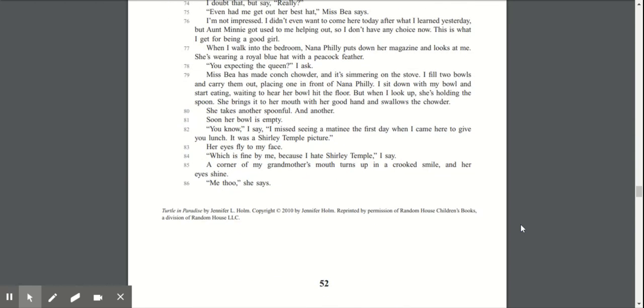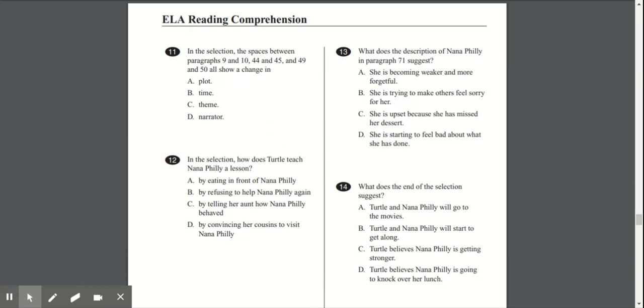So, as you can see, every single time Nana Philly throws it off, Turtle's cleaning it up, and then she's eating her own lunch. So this goes to answer choice A. She's eating in front of Nana Philly until she understands that clearly what she's doing is wrong and she's being mean.